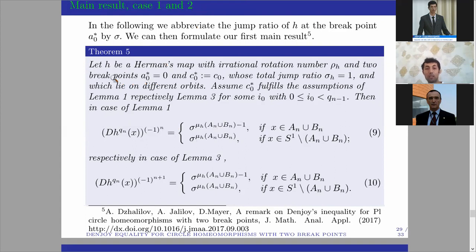Let H be a Herman map with irrational rotation ρ and the 2 breakpoints A0 and C0 whose total jump is 1 and which lie on different orbits. Then for case lemma 1, respectively, the derivative of H to the Qn is equal to these 2 values. And for case 3, the derivative of H to the qn is equal to these values.